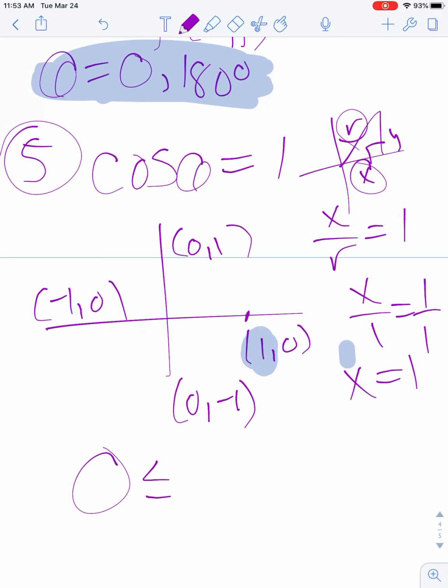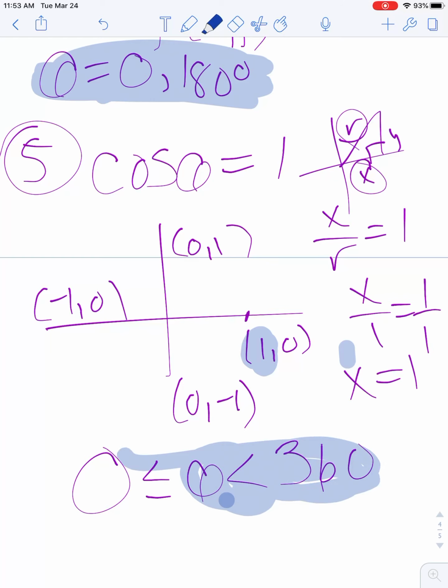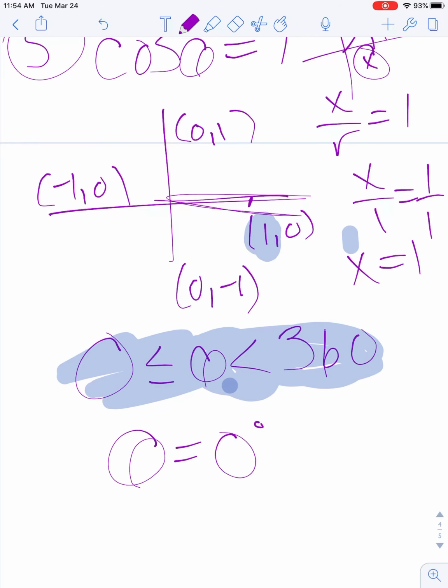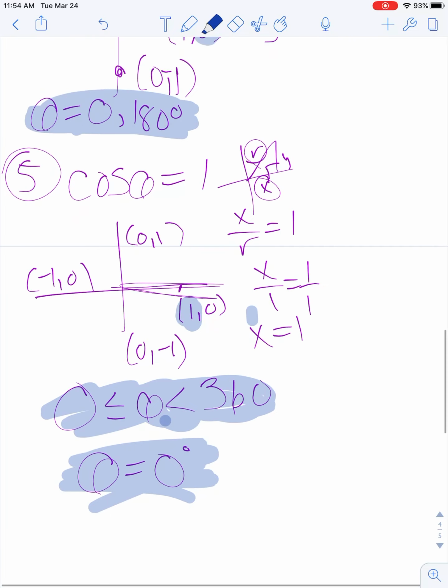And because we're not going to include 360, look here. This is saying theta is not going to include 360, but it is going to include 0. So our answer here, this angle is 0. I get one answer. Answer is 0. That's my answer.